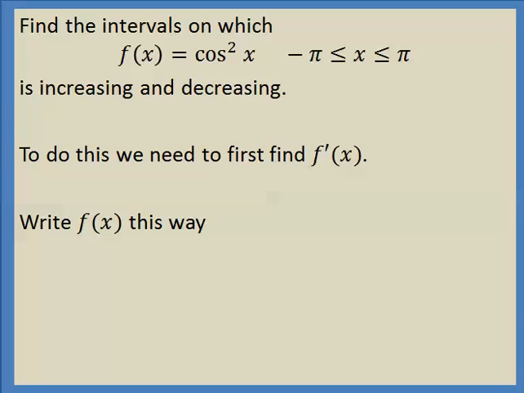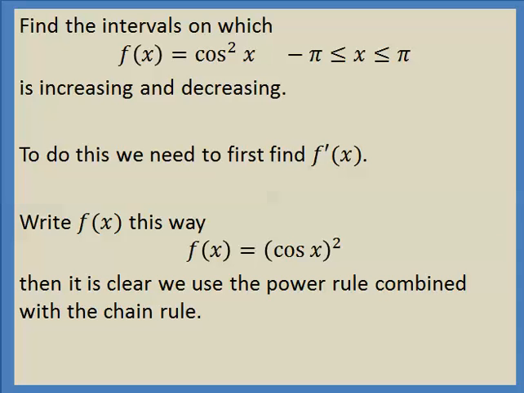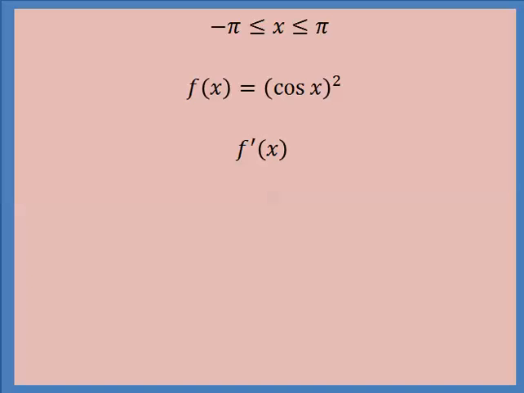To do this, I recommend writing f differently. If we write f as cosine x, quantity squared, then it is clear we use the power rule combined with the chain rule. So our interval is negative pi to pi, our function is cosine x, quantity squared, and we're looking for f prime.